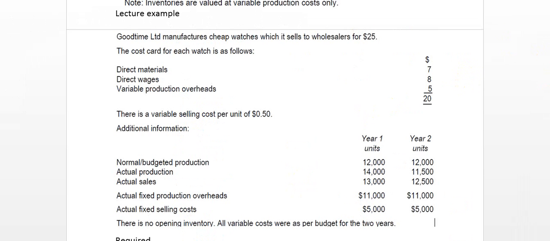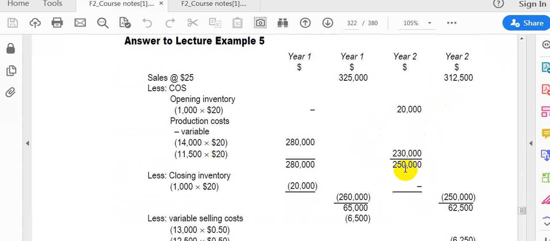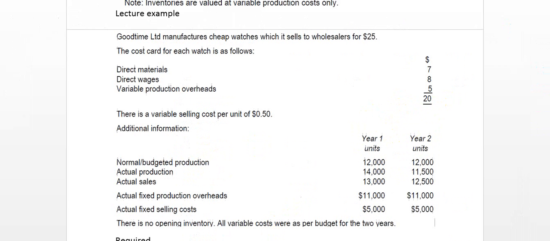How much did we produce? We produced 11,500. So the production plus the opening inventory. So our total production, 11,500 at the marginal cost of 20 gives us 230,000 plus the opening inventory. That gives us the 12,500 units that we sold. So we did not have any closing inventory now.